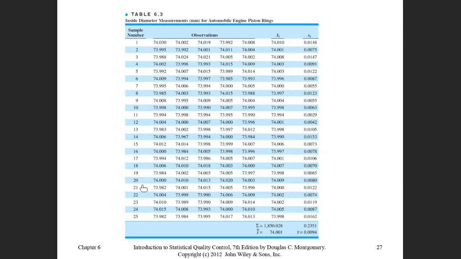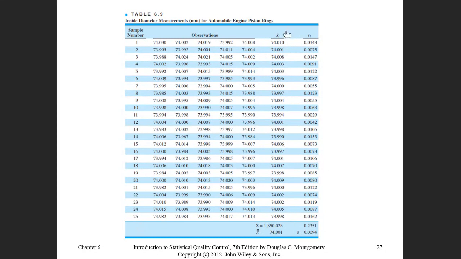Here we have the sample number. We have 25 samples, and each sample has 5 readings. The X-bar is the average of each sample, and then there is the standard deviation for each sample. We calculate the average of standard deviation by adding all the standard deviations and dividing by 25.